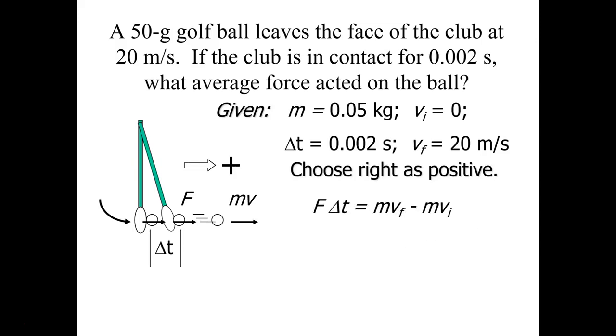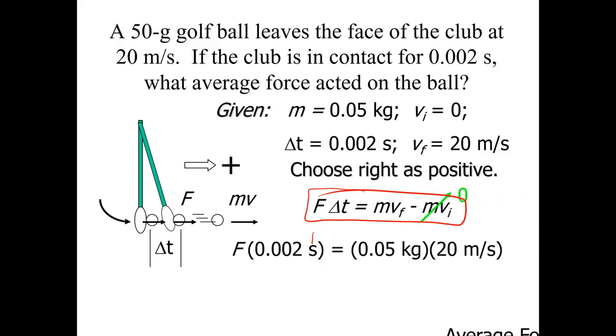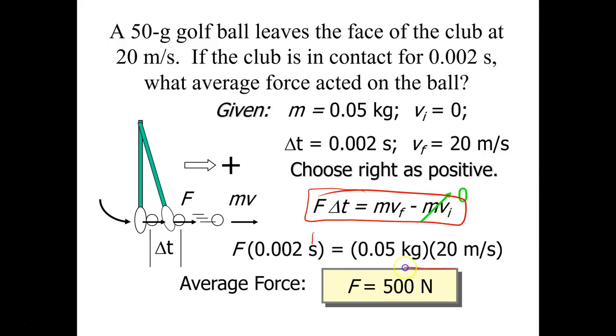So in this case, we're going to use our impulse momentum theorem, and we know that force times our change in time is equal to our mass times our final velocity minus our mass times our initial velocity. So if we want to find out what that force is, it is just going to be equal to our change in momentum over our change in time. We can go ahead and solve, and we find that our average force is going to be equal to 500 newtons. So the average force that the golf club applies on our golf ball is going to be right around 500 newtons.